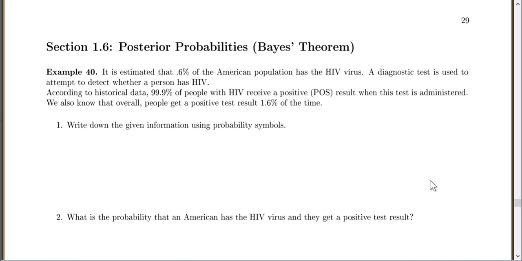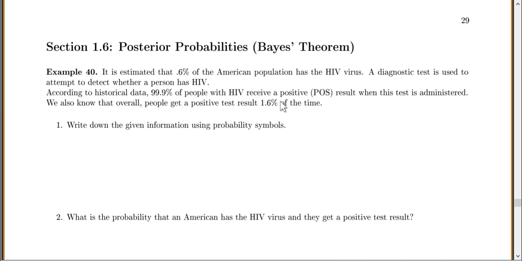This is section 1.6. We're talking about posterior probabilities, or in other words, Bayes' theorem, is what you'll usually hear it called. So let's see. It's estimated that 6% of the American population has the HIV virus. A diagnostic test is used to attempt to detect whether or not a person has HIV. According to historical data, 99.9% of people with HIV receive a positive test result when the test is administered. We also know that overall, people get a positive test result 1.6% of the time.